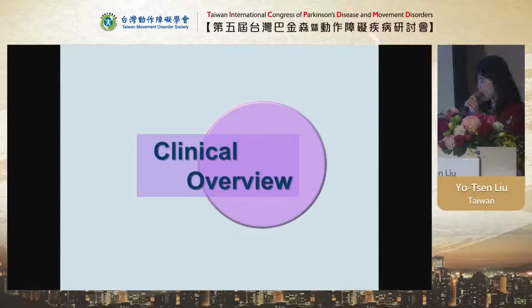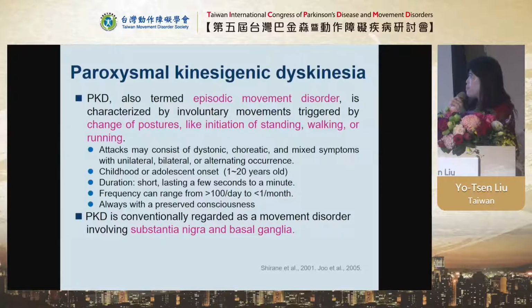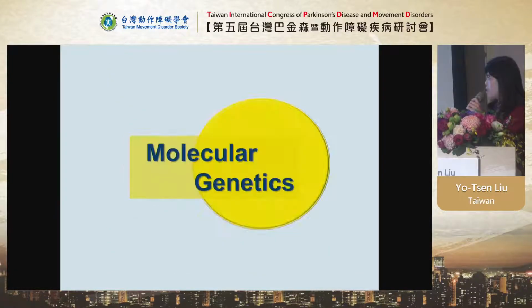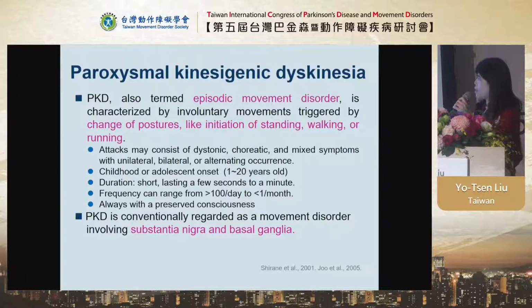First, just a very quick clinical overview about the disease. Paroxysmal kinesiogenic dyskinesia, we call it PKD, also termed an episodic movement disorder. It's characterized by involuntary movements triggered by change of posture, like initiation of standing, walking, or running. The attack may consist of a variety of involuntary movements, including dystonia, chorea, or mixed. And the involvement may be unilateral, bilateral, or alternating.